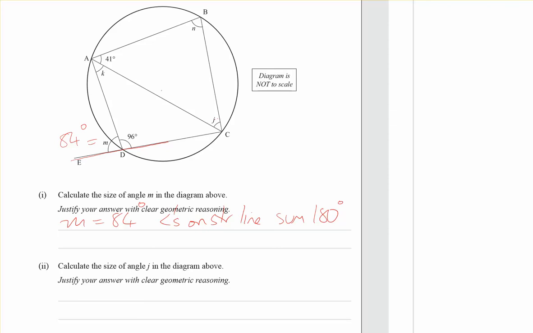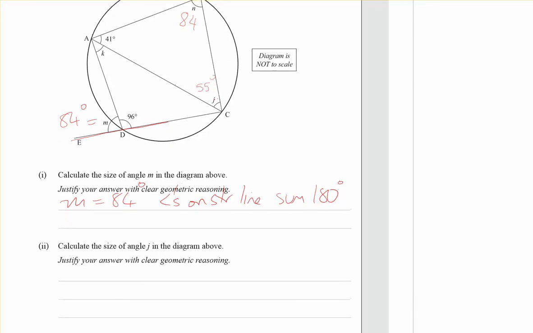We'll keep going because this is a cyclic quadrilateral. Then N and the 96 must add to 180 as well, which makes N 84. That's because it's opposite angles in a cyclic quad, and then we can use angles in a triangle to work out J, and we get 55 degrees. So now we have to step that out.